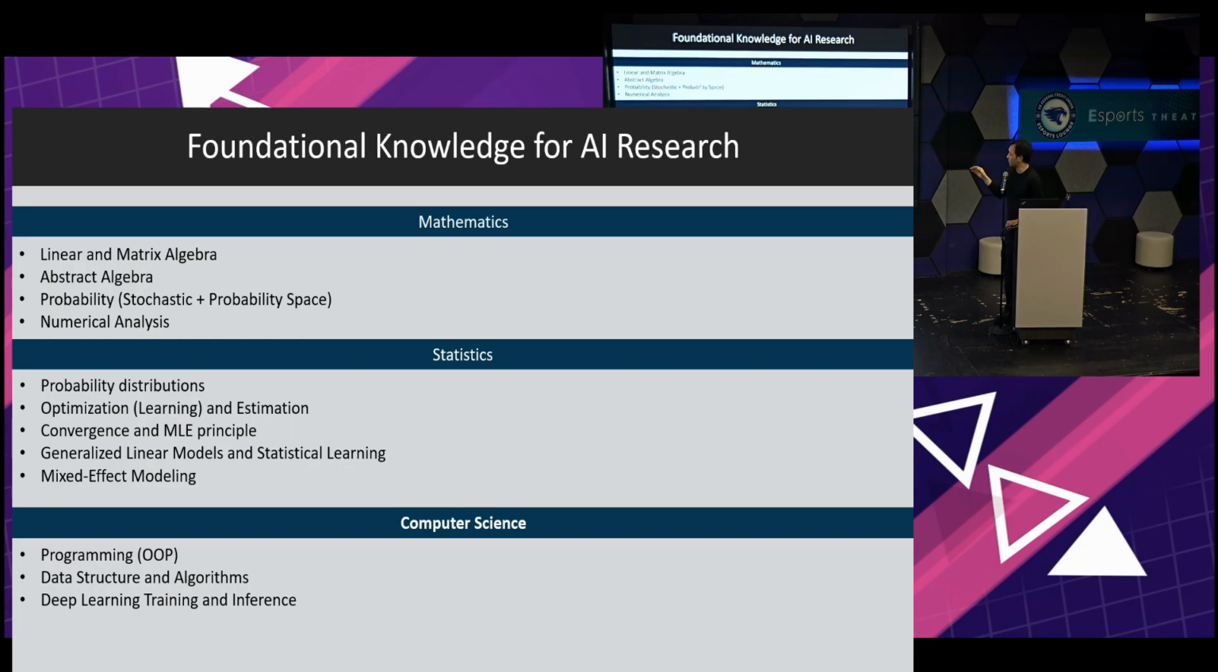And lastly, computer science. I'm not a computer science guy, so those are the things I understand from computer science.